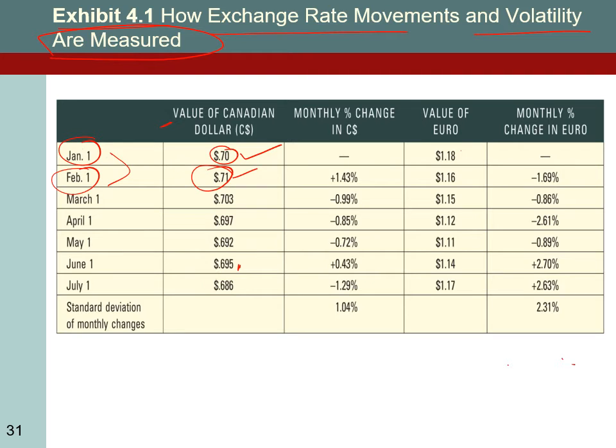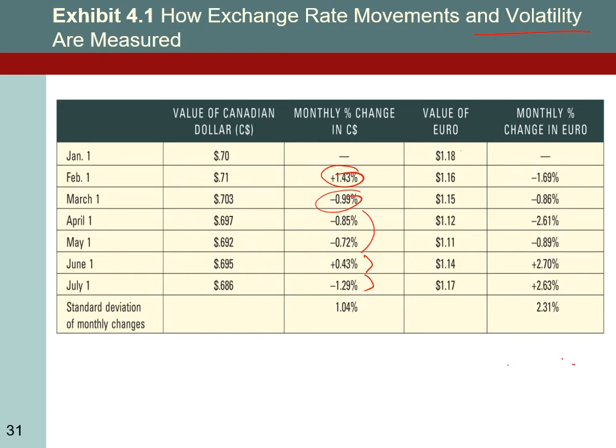Let me just erase all this so that we can understand well. Here we go. This is how we measure the exchange rate movements. From January to February 1st, the Canadian dollar appreciated by 1.43%. During the period of February 1 to March, it depreciated by 1.99%. Then in April and May it is depreciating. June 1st, appreciated, and again depreciated, right?